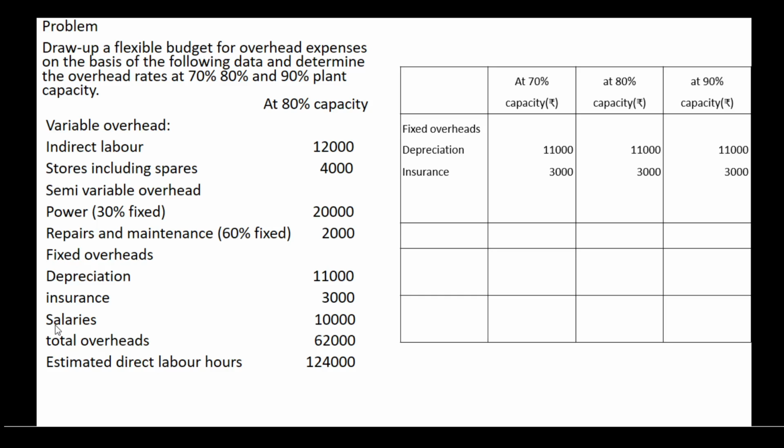So now we take the total overheads. The total overheads under the 80% capacity, that is 62,000.